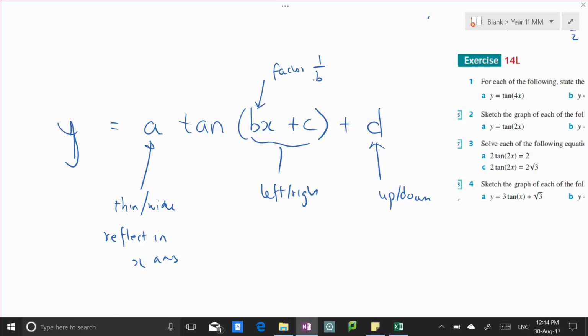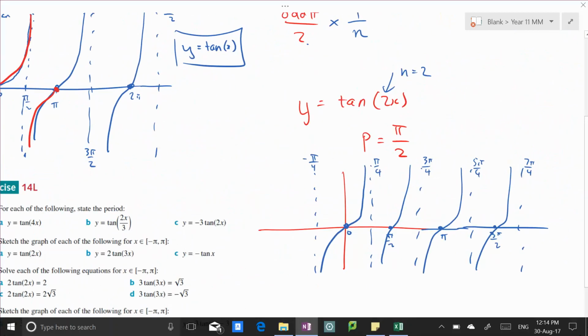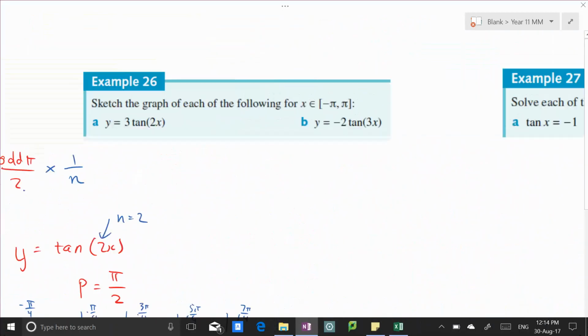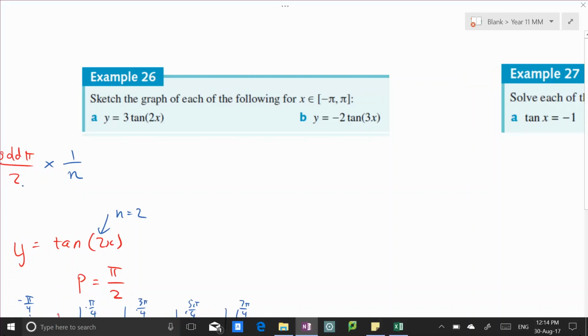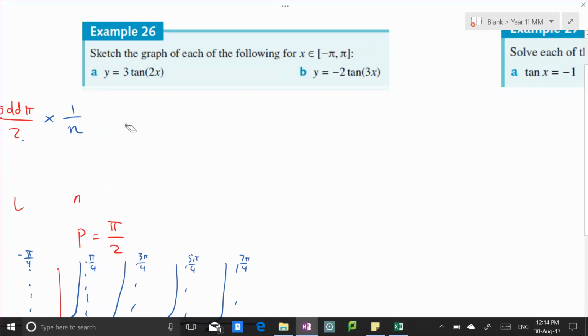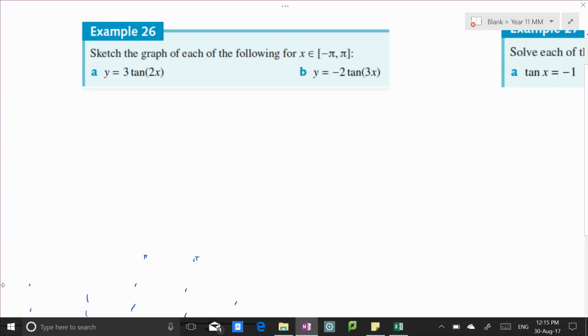Okay, and then yeah, so that's how you read your graphs. And now if you go all the way to your questions, it's really easy now. Let's have a go with some questions, just so you get a good feel of this. Let's try this. It says here, sketch the graph of the following, negative pi to pi. I've got 3 tan of 2x.